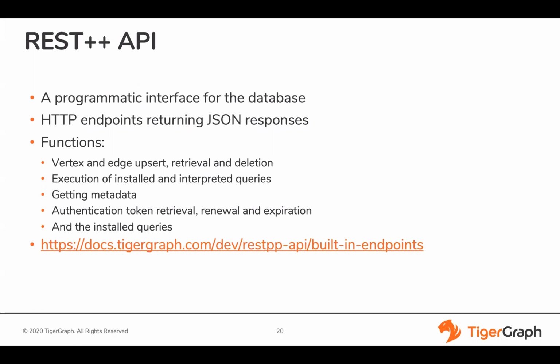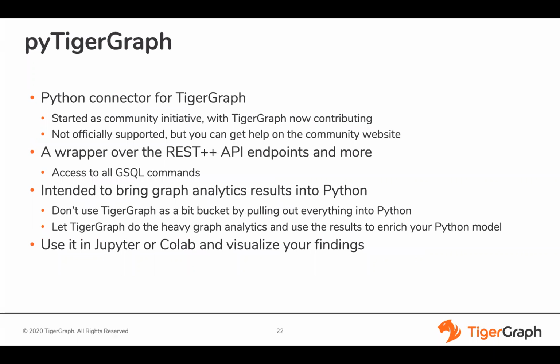This is all very useful. I mean, it's very easy to operationalize TigerGraph and access it with a great number of tools, but perhaps not the most convenient to use curl or the web browser. This is why we work on language connectors, the first among those being the Python connector called PyTigerGraph. It started as a community initiative with TigerGraph now contributing a lot. It's not officially supported, but you can get a lot of help from the community website, not just from TigerGraph employees, but other Python users as well.